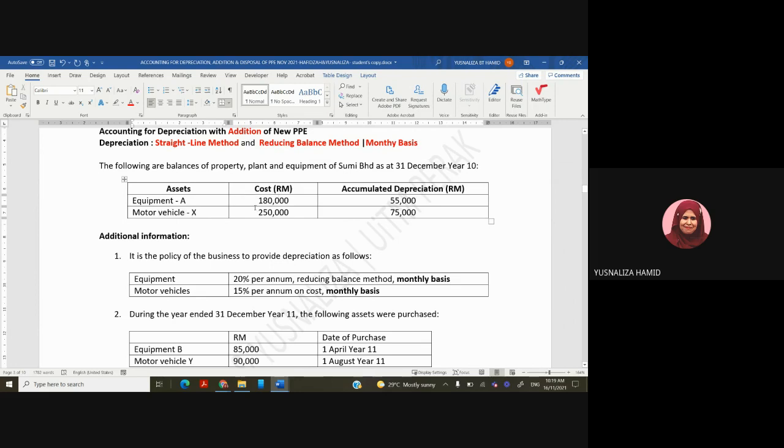Basically, these were purchased in the past, so you are not informed of the date, but the cost of equipment A was 180,000, and the accumulated depreciation of equipment A is 55,000. This is very important because it will later be shown in the notes to the PPE. The cost will be the balance at the beginning of the year in your notes to the PPE, and the accumulated depreciation will be the balance at the beginning of the year for the accumulated depreciation of the equipment. The same goes for motor vehicle X and its accumulated depreciation.